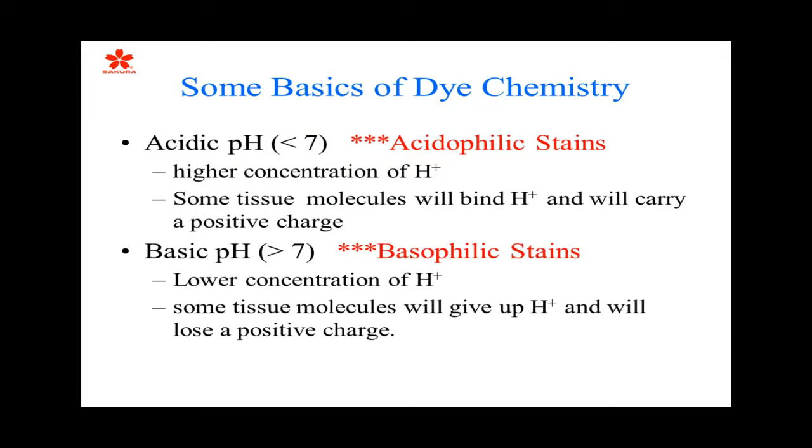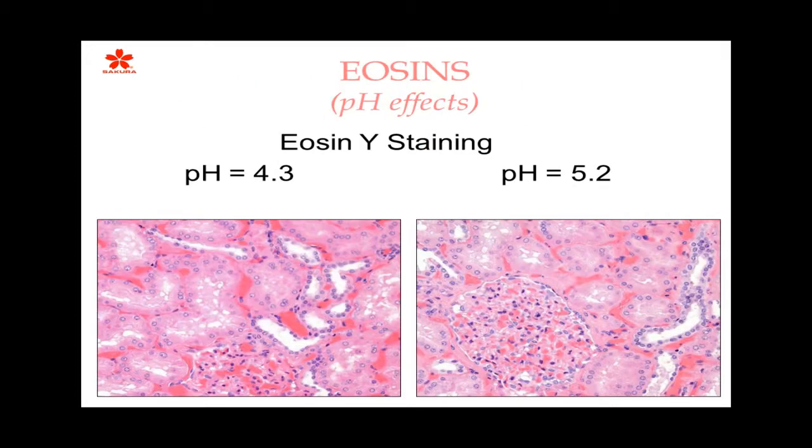We look at this next slide, and it gives us a point of acidic pH or basic pH. Solutions that have a pH of less than 7 are considered acidophilic. This would be like your eosins, and oftentimes it's called eosinophilic. It has a higher concentration of hydrogen. The basic pH is pHs higher than 7. These are your basophilic stains, mainly your nuclear stains. They have a lower concentration of hydrogen.